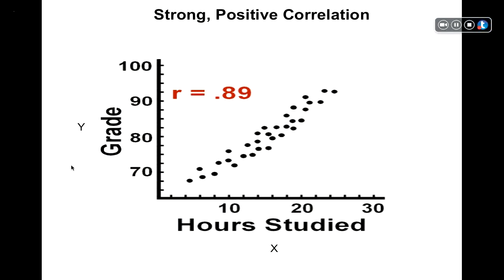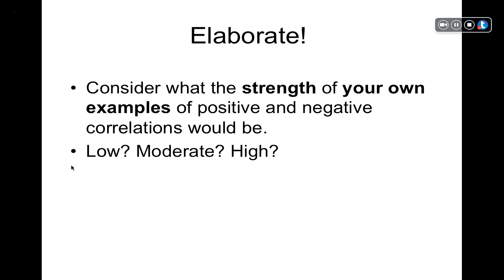So we're looking at a strong positive correlation here between hours studied and grades. R is the notation for the correlation coefficient. So this is telling us that when we look at that graph, the correlation between hours studied and grade is 0.89, which is pretty darn strong. There's really something going on there, we'd have to conclude. They go together. So take a minute and pause this if you want and elaborate. Consider the strength of your own example. You came up with a positive and negative correlation. See if you can attach a strength: low, moderate, high. By elaborating, you're helping yourself encode this information into memory, and it also helps in comprehension.